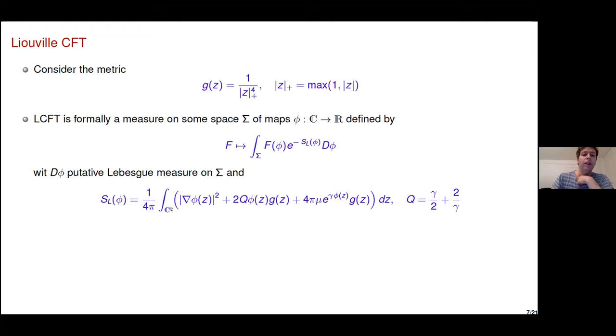It's one over four pi, the integral of the gradient of phi squared. This is the familiar quadratic action. There's also a linear term, which is 2Q phi times g, plus the interaction term. The linear term is kind of a trivial term. And you have the interaction term, which is really the heart of Liouville field theory: four pi mu, where mu is any positive constant. I put a four pi here, but I can switch mu to four pi mu, it doesn't matter, it is for renormalization. Then exponential of gamma phi times g of z, and I integrate this whole thing against the Lebesgue measure, where dz is the Lebesgue measure on the complex plane. The linear part depends on Q, and Q is related to gamma by the relation Q equals gamma over 2 plus 2 over gamma.